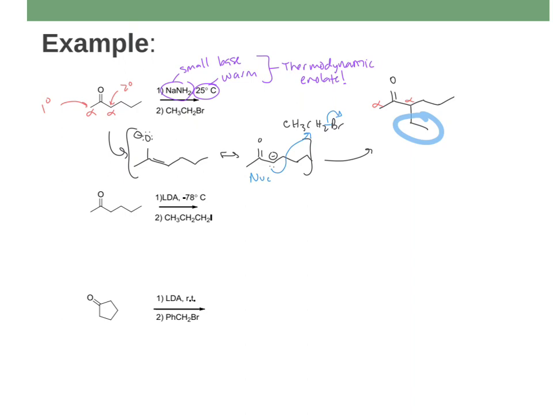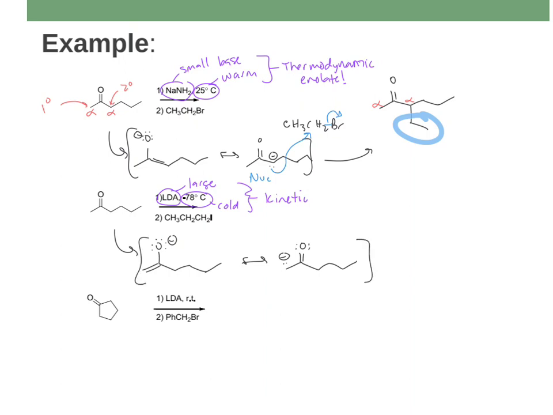Now if I look at the second one here, now I've got a large base, and I've got cold temperatures. So now this is screaming at me kinetic. So go for the kinetic enolate. And if I look at the kinetic enolate, that's going to be on the other side. But it's going to be the same thing where in step 2, I add, it looks like, propyl iodide.